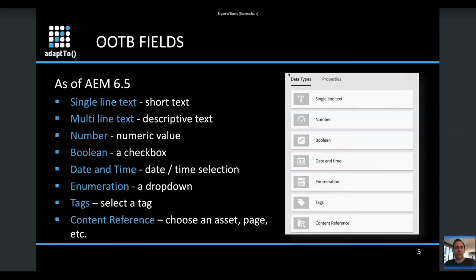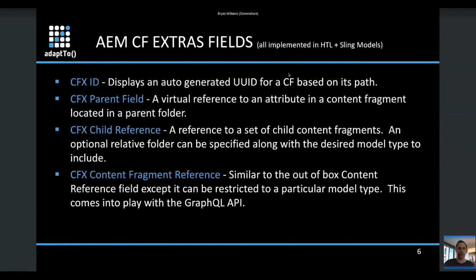There are a few types of form fields that you can use in content fragments out of the box. As of 6.5, they were the ones listed here: single line text, multi-line text, numeric, Boolean checkbox, date and time, an enumeration, which is a drop down, tags, and a content reference, which was basically just a path field. We needed a little bit more than that, so we went and created a few custom fields of our own.